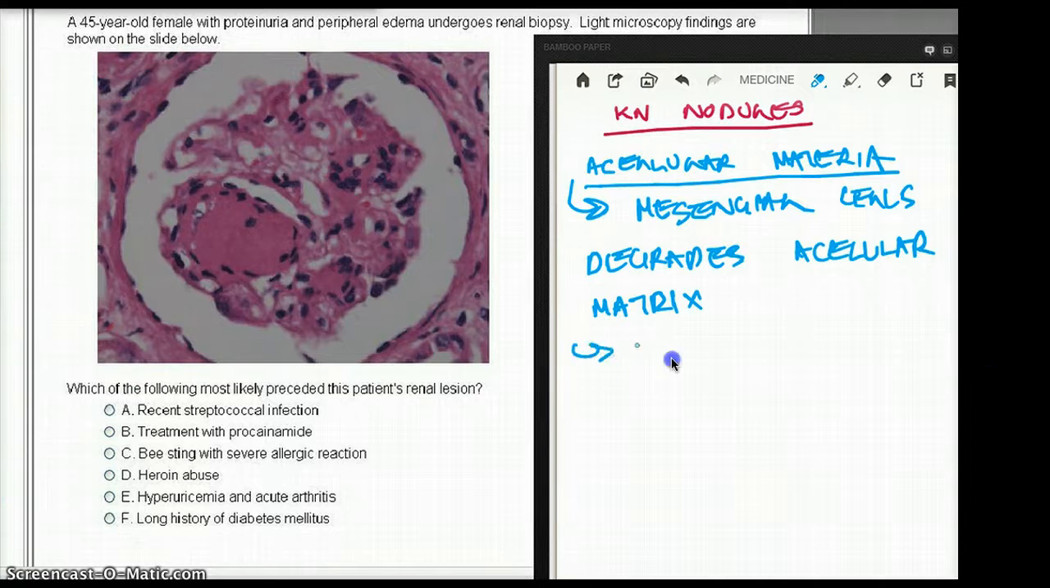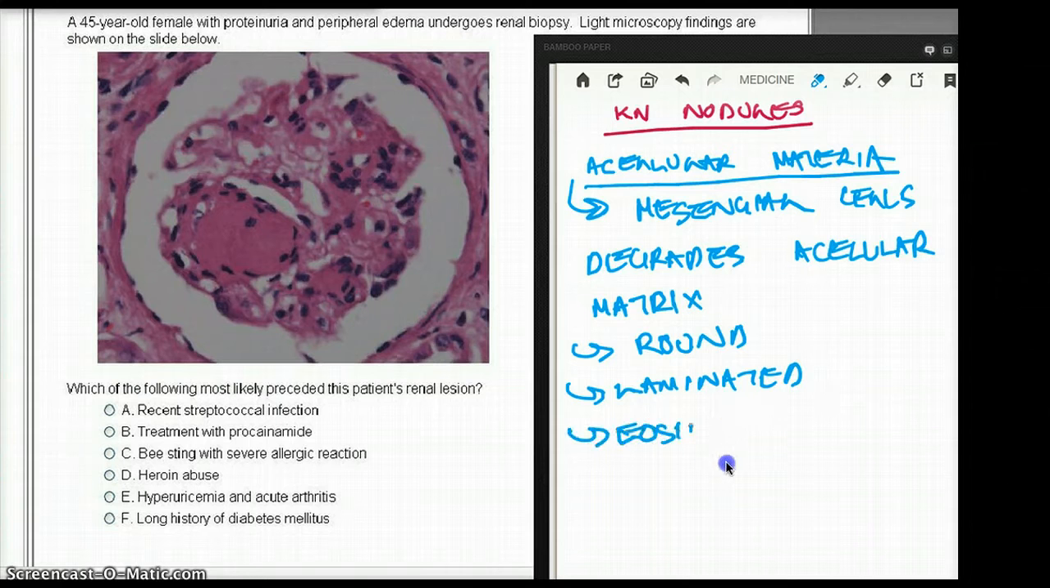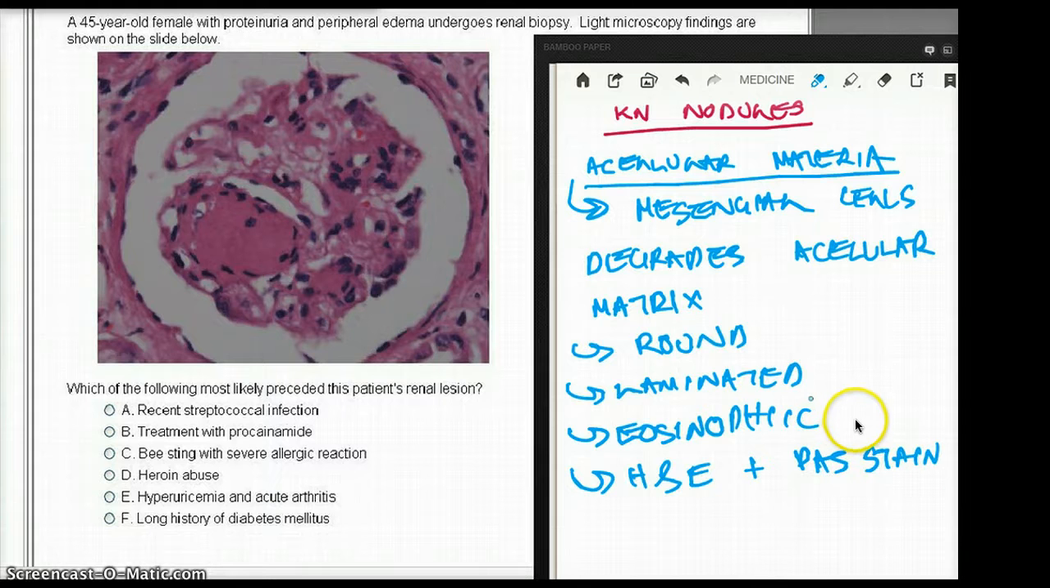These nodules are usually round in structure. They are going to be laminated. They are going to be eosinophilic. And you're going to be able to see them on H&E stain and PAS stain. You'll be able to see them in both of them. They're usually localized in the periphery. So that's about KW nodules. Now, diabetic nephropathy is one of the most common causes of end-stage renal disease. In fact, 30 to 40% of chronic renal failure happens due to diabetic nephropathy in the US.